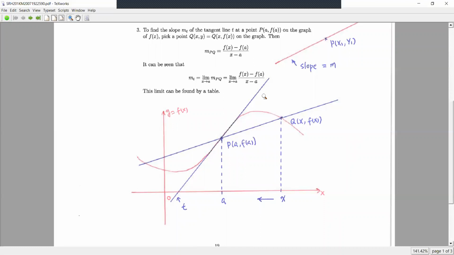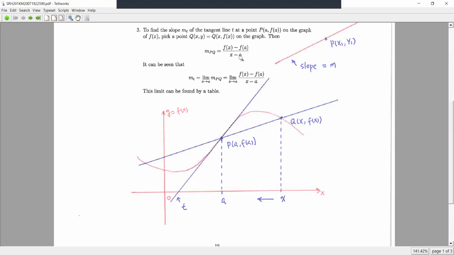To overcome this difficulty, on the graph, we arbitrarily pick a point Q. Then join P and Q with a line. About this line, we can write down the slope by the slope formula because we have 2 points on this line, point P and point Q. So the slope of the line PQ by the slope formula is y2 minus y1 over x2 minus x1. We have this equation.